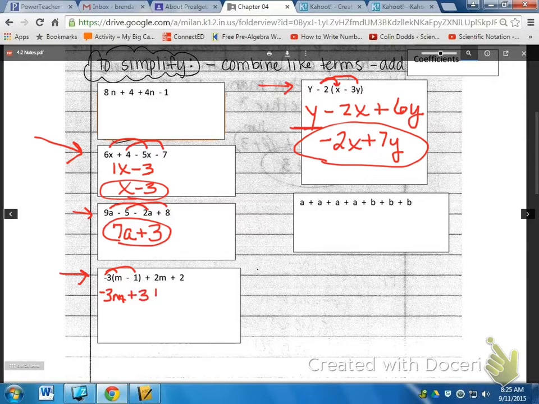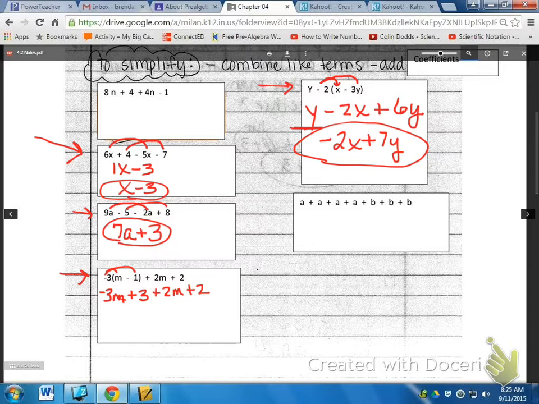And then you just go ahead and bring the rest of the problem down for now. So he's got negative 3m plus 3 plus 2m plus 2. Good. I'm going to let him finish. So negative 3m plus 2m. Trayton, what do you think?